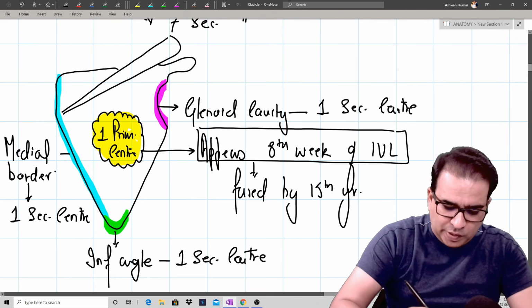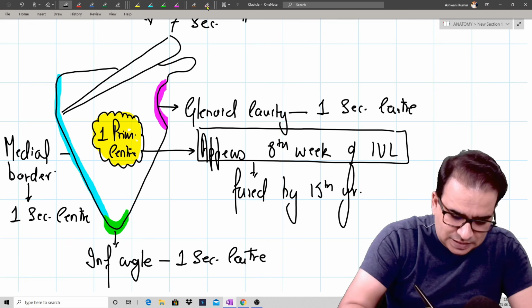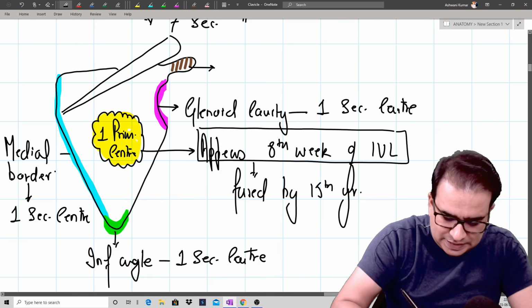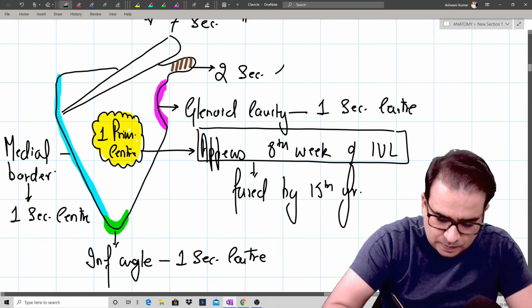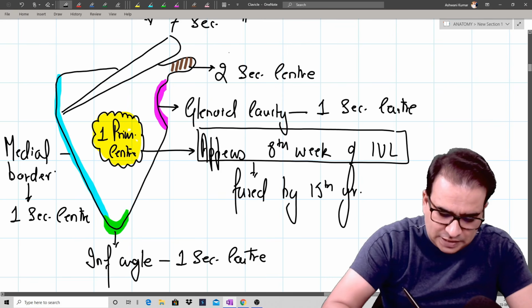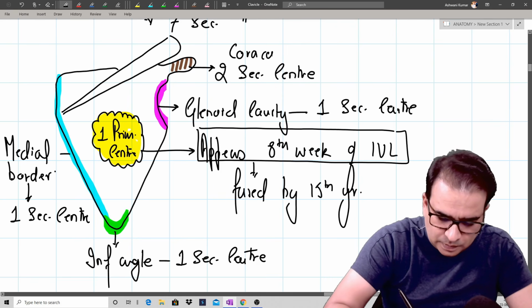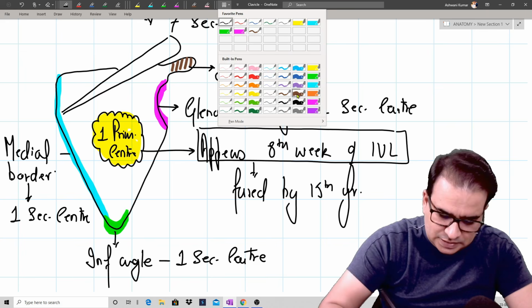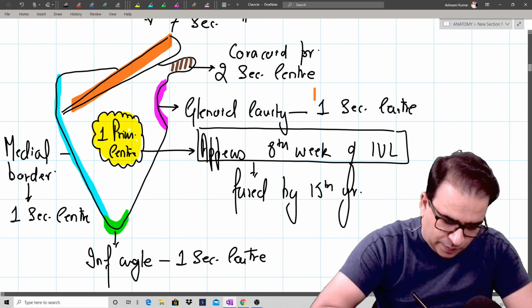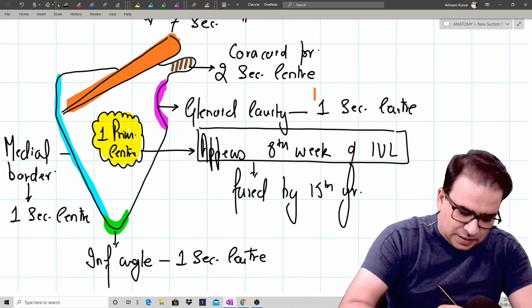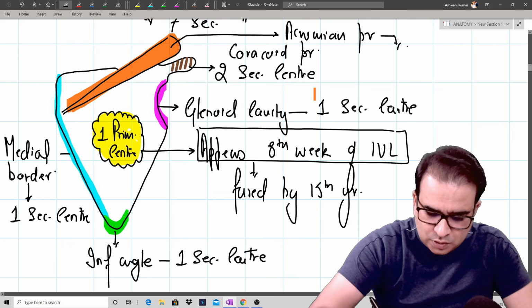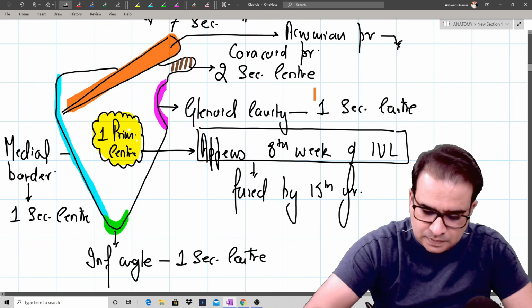Now the coracoid process and acromion process. The important thing, the coracoid and the acromion process, guys, we have 2 secondary centers for this coracoid process. And similarly, we have 2 secondary centers for the acromion process. I'm just trying to use different colors. So for the acromion process, again we have 2 secondary centers.